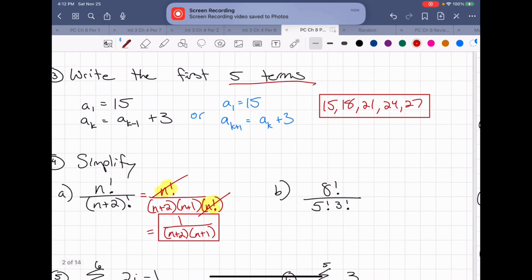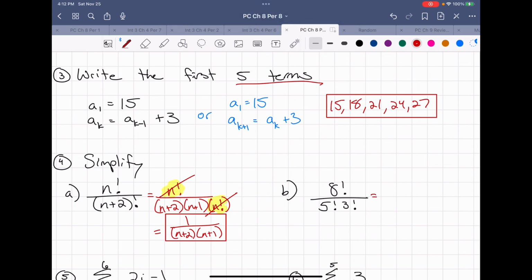Same idea with numbers. Find the biggest number, 8 is the biggest. Leave the 5 factorial because that's second biggest. And I'm going to have to expand the 3. So 3 times 2 times 1. So I'm going to leave the second biggest on the denominator, and I'm going to expand the biggest number that I see, the 8, in the numerator.